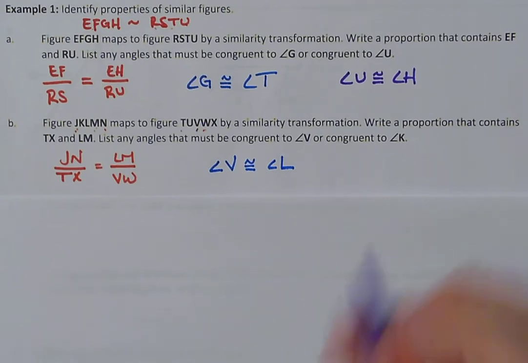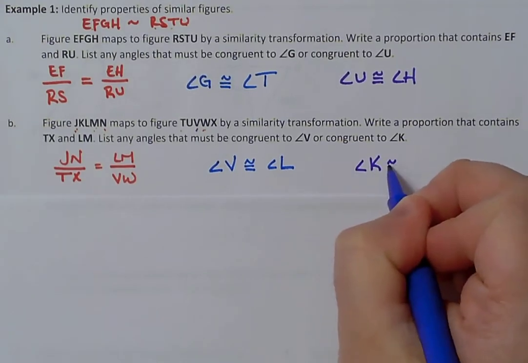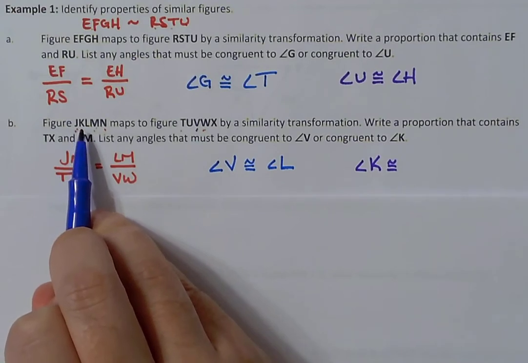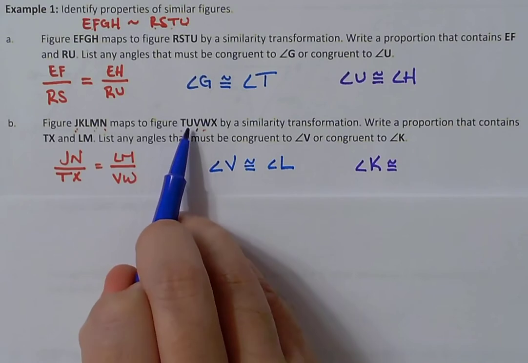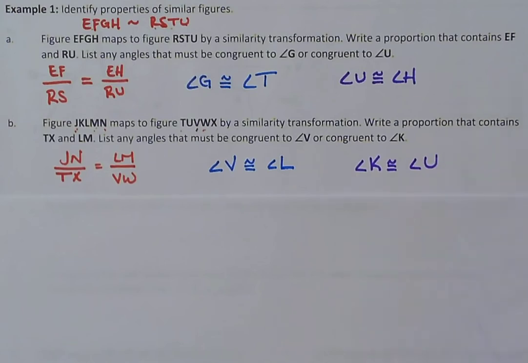Next, we have angle K. So angle K is the second letter in the first statement. So the second letter in the second statement is angle U. And that is going to be the angle that is congruent to K. And that is our answer to part B.